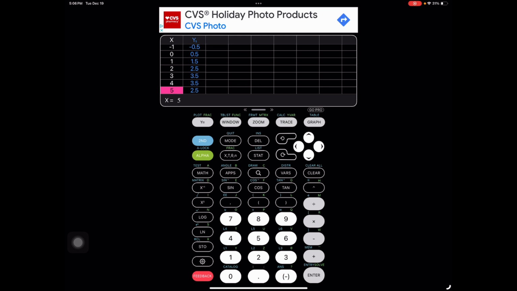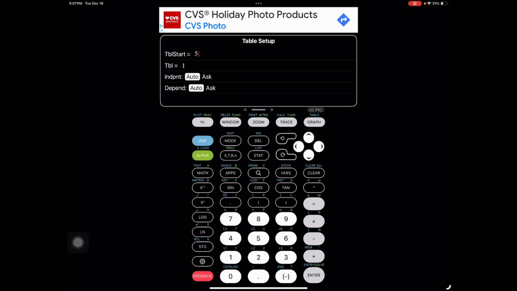So I'm going to talk to you today about how you can change the values in the table to help you better figure this out. You can change the setup of the table by hitting the second key and then window, and that takes you to table setup. Here you can start wherever you want. For example, I could go to 0. And then if you go down to the change in the table, the little triangle, then TBL, you can change what the table goes by.